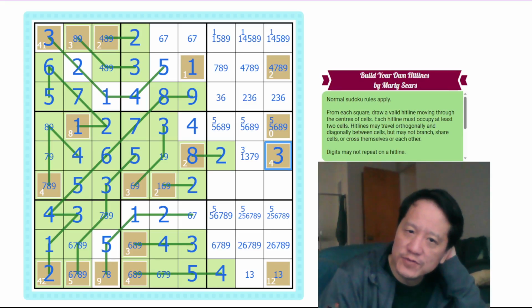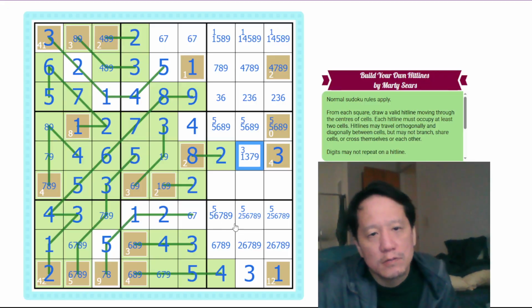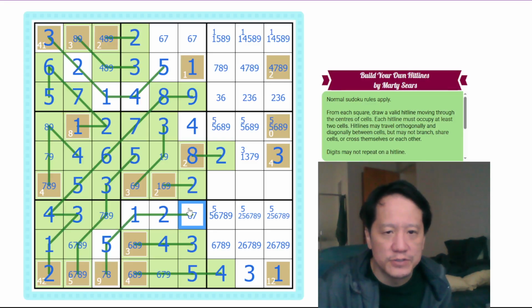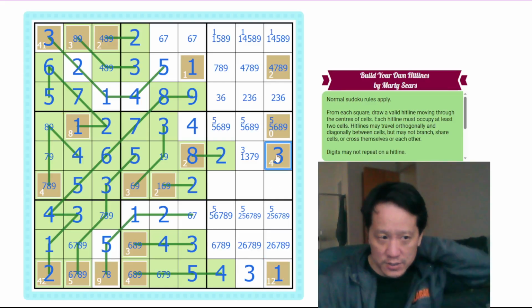So what happens if this is 3? Then this is 1, that's 3. Ah, yeah, I think this doesn't work. This needs access to a 3 also. But it has to access that 3. So 5, 6, 7, 8, and 9. It can't reach a 4 on this hit line. And a 3. So we know the other way has to be the correct way because we tried this as 3.